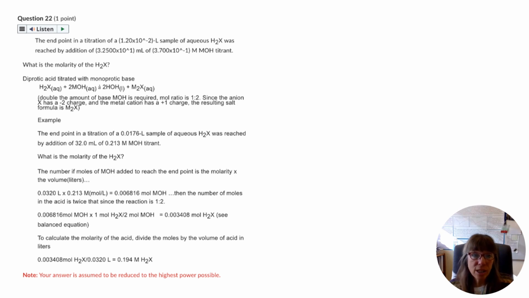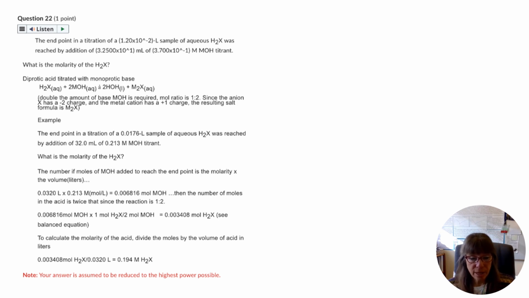Hey you guys, here's a little help video for a titration question. This question is one of your quiz questions or exam questions, and it's really looking at a titration question. A titration is where you add a known amount of a standard solution to maybe something that's unknown. In this example, it's a common acid-base titration.